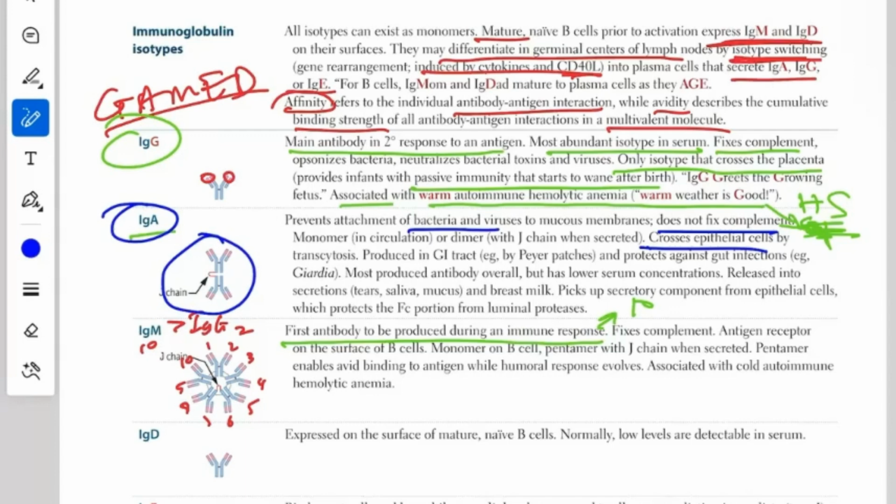So secreted by the secondary in the GI tract. That's this Peyer's patch. Remember, these are the secondary lymphoid organs. Protects against parasitic infestations. Is the most produced, but has the least serum concentration, right? So producing all the mucosal secretions, and it is picked up. It has this fragment of a secretory component from epithelial cells. So once it's undergoing transcytosis from the blood through the epithelium and into the lumen, it picks up a secretory component that protects it from luminal proteases, right?